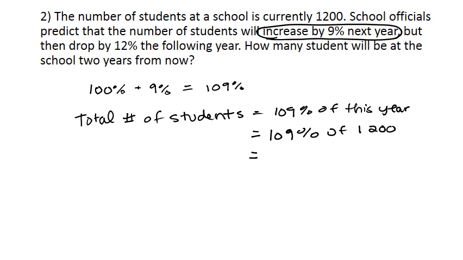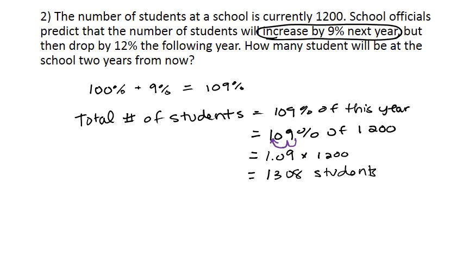And again, we're going to convert this percent into a decimal by moving my decimal place over twice. And I get 1.09, and 'of' becomes times, 1,200. Now when I do that, I get 1.09 times 1,200, 1,308 students, which looks familiar because that's what we found before.